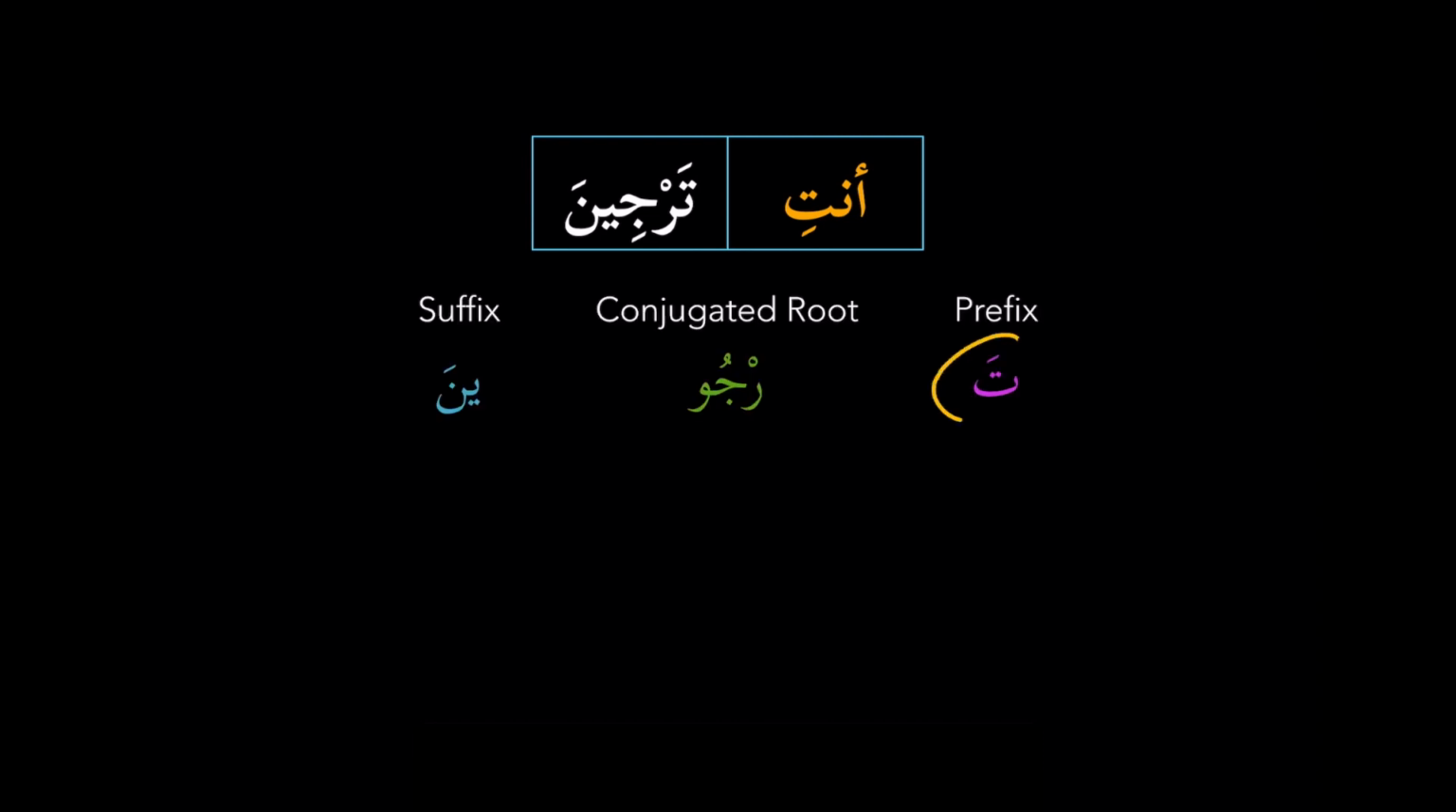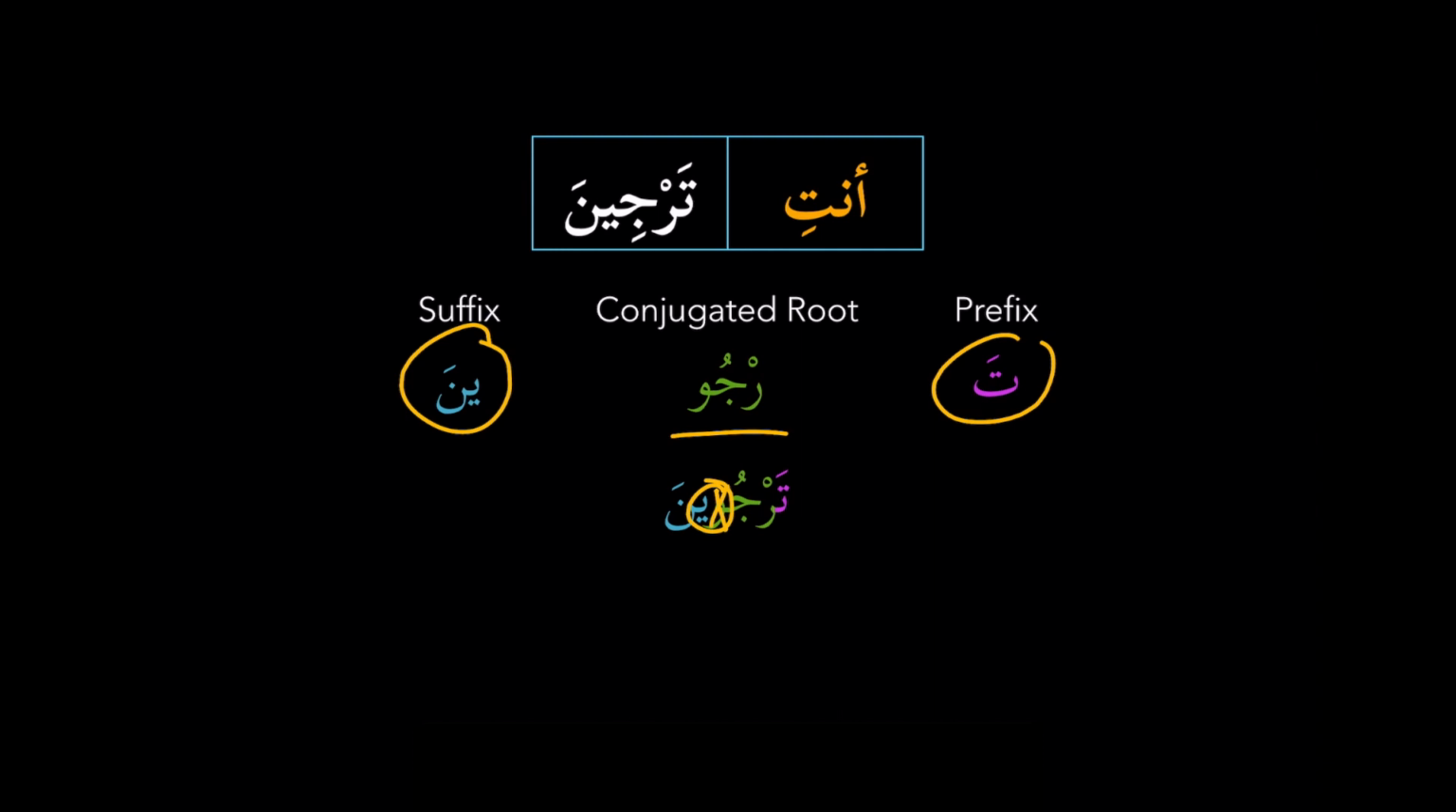Let's take a close look to see how this transformation happens. If we break it down, we have the ta maftuha for the second person conjugation in the present tense, the conjugated root, and then the suffix ina. If we were to combine all this together, we would end up with anti tarjuina. A double back-to-back long vowel is not allowed in Arabic, and so because these are defective verbs, the last radical is weak and ends up losing in a battle with the suffix.